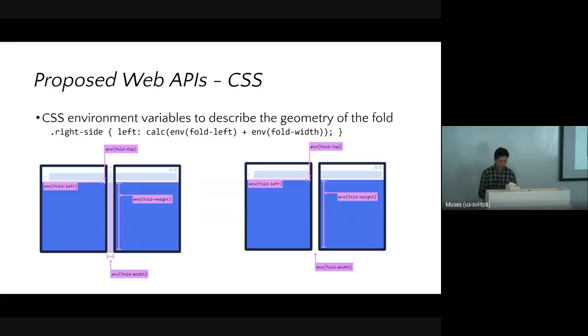Additionally, we believe that exposing the geometry of the fold or the hinge, still working on coming up with the appropriate naming here, is also a way that developers can write their content to look correct, regardless of whether or not these pixels show up behind the gap, because using calc expressions, etc., you can make it so that your content is appropriately split and takes into account where this gap is in viewport coordinates.